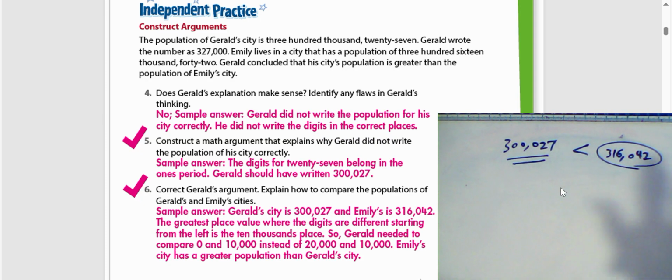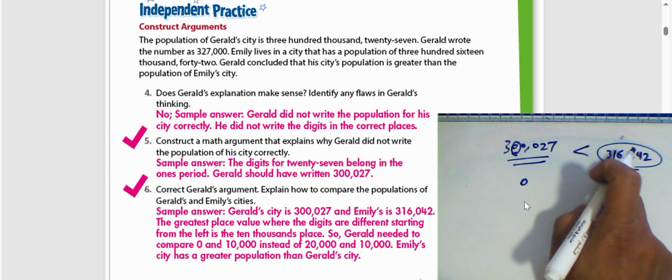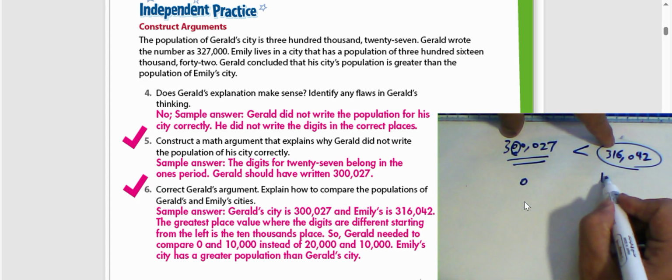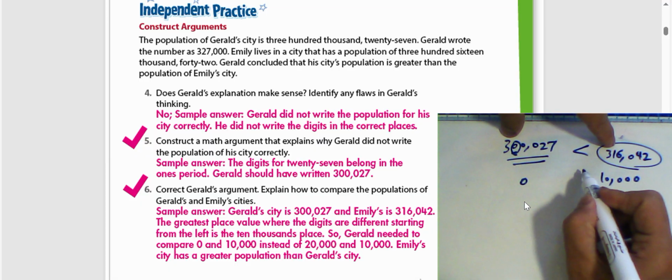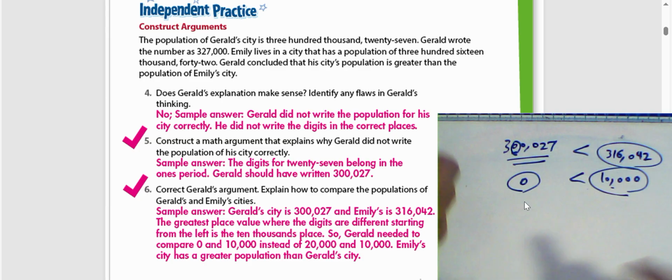Okay, why? Because the digits are different starting from the left. The 10,000 place, so you need to compare 0 and 10,000. Comparing between 0 and the value of 0 here is 0 because 3 equals 3. Then the value of 0 here will be 0 and the value of 1 will be 10,000. Then 10,000 is greater than what? Greater than 0. That's the answer.